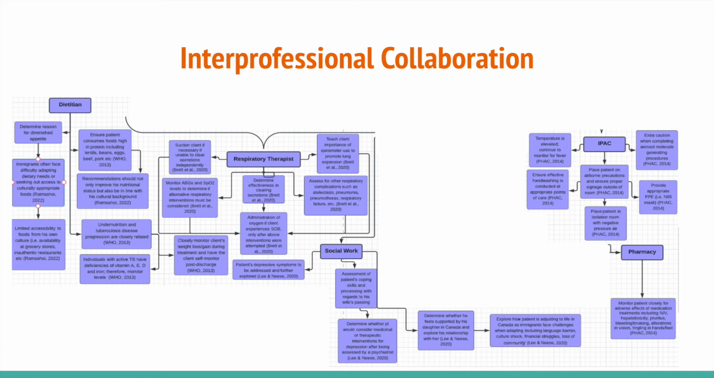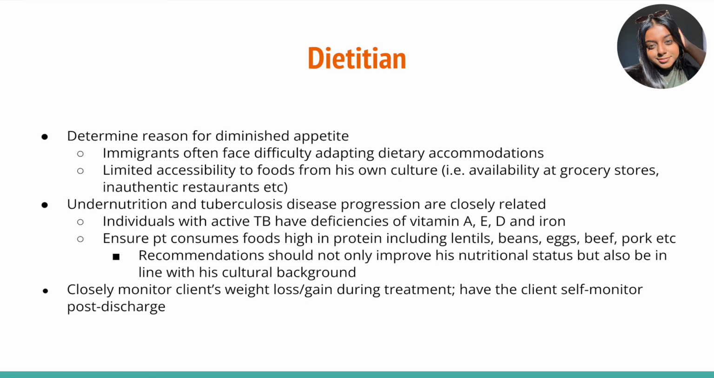Interprofessional collaboration is closely linked with the nursing management or interventions present on the concept map. Dietitians are responsible for determining the reason for the patient's diminished appetite. Immigrants often face difficulty adapting dietary accommodations and face a cultural shift. Undernutrition and tuberculosis are closely related, and the patient's weight loss should be monitored during treatment. Diet recommendations should include foods high in protein and carbohydrates and should also be in line with the patient's cultural diet.